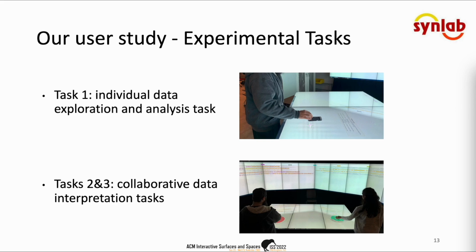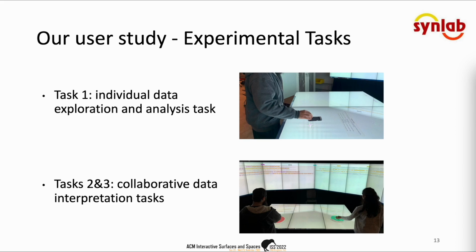Tasks 2 and 3 were two collaborative data interpretation tasks. For task 2, the two users were asked to work together to compare the fibers from two conditions and discuss the differences. This task was designed to evaluate the users' ability to use the system to collaboratively share the patterns discovered in task 1 and compare them to identify differences between the two data sets.